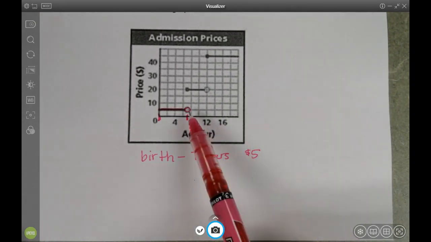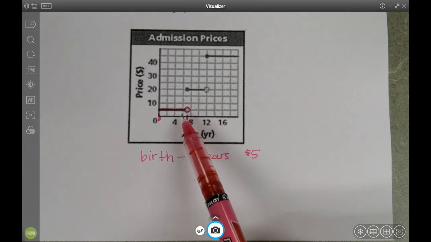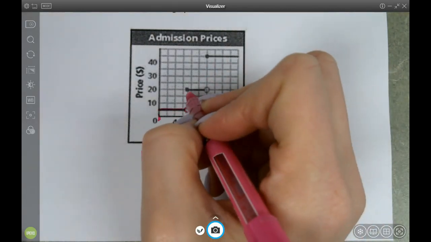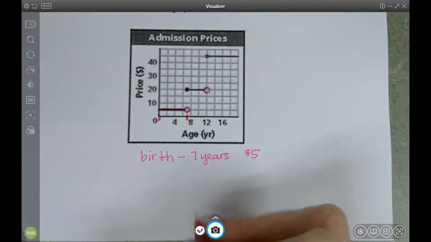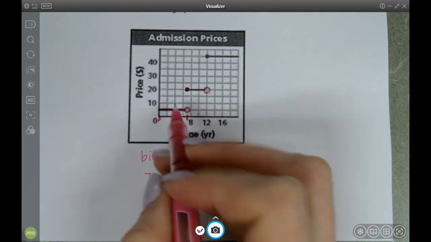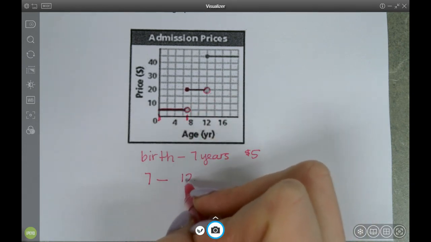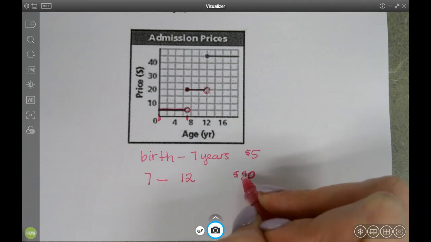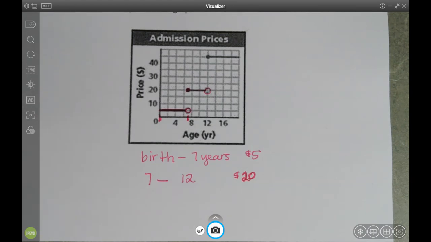Okay, but once you turn 7, what happens? Someone other than Chris. The price increases to how much? $20. I'm going to have to start calling on you people, and you're not going to like it. Okay, so once you turn 7, up until you're 12, it costs you $20 to go see a movie at this place. It's got to be the IMAX or something, right?